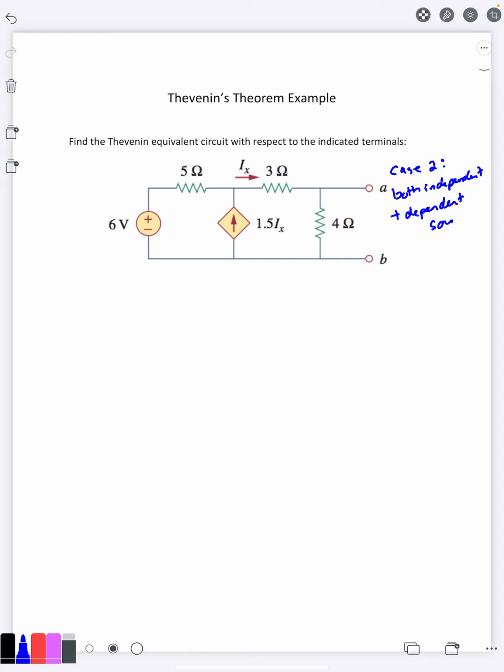Now, because we have at least one dependent source, we're not going to be able to just combine the resistors together to find our Thevenin. The main way that we're going to be able to solve for an equivalent circuit is we're going to find VOC and ISC, and once we have both of those, then we can go ahead and divide them to find our Thevenin. So let's go ahead and first find the VOC.